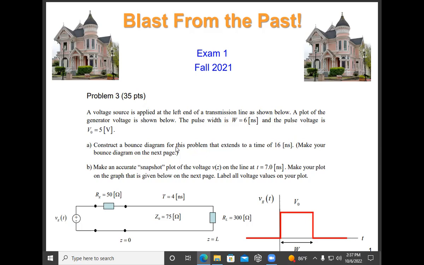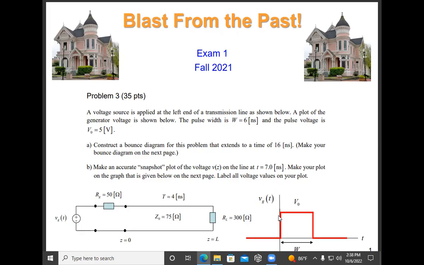So in this exam, there was a graph given where you're supposed to make the bounce diagram. But anyway, make an accurate snapshot plot of the voltage on the line. So snapshot means voltage versus distance at a fixed time of 7 nanoseconds. Again, a graph was given in the exam. So, make your plot on that graph and label all voltage values, all right?